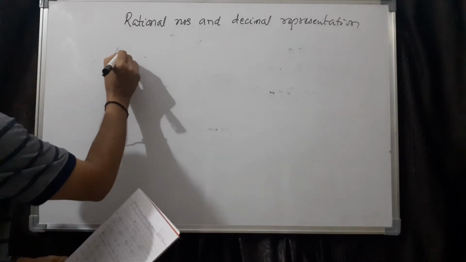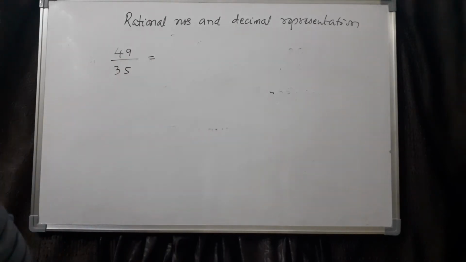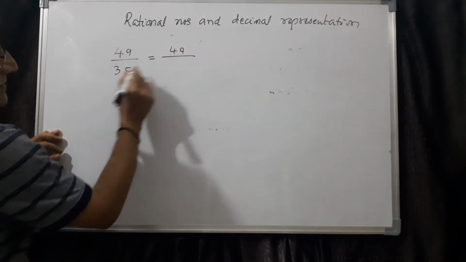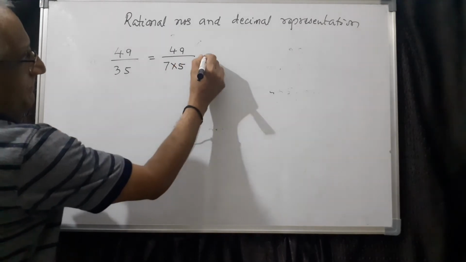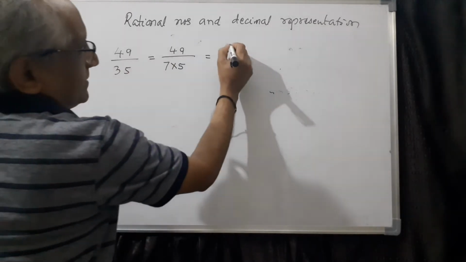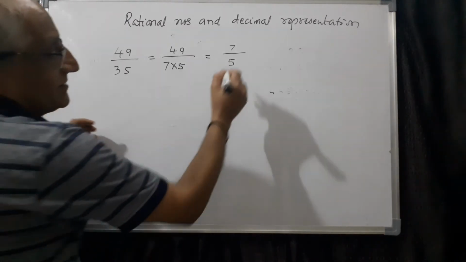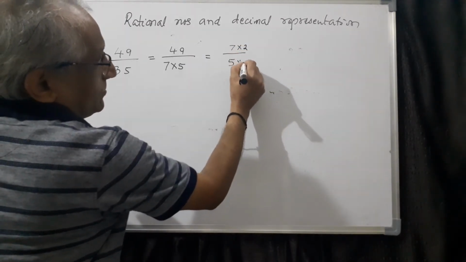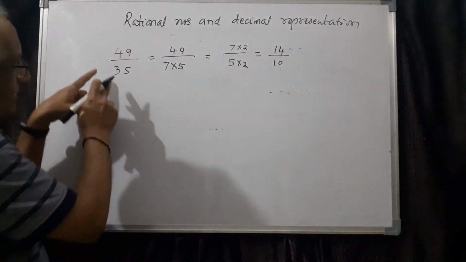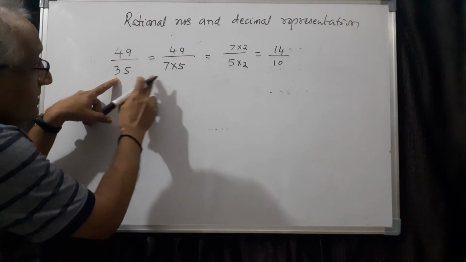49 by 35, whether it is terminating or non-terminating. So 49 divided by 35, I can write 35 as 7 into 5. But now 49 is divisible by 7. Therefore this is 7 divided by 5. And this is terminating because I can write 2 here and 2 here, so that this becomes 14 divided by 10, which is 1.4. Even if you directly divide, you will get the same thing. So this is terminating because we are able to write it so after simplification.